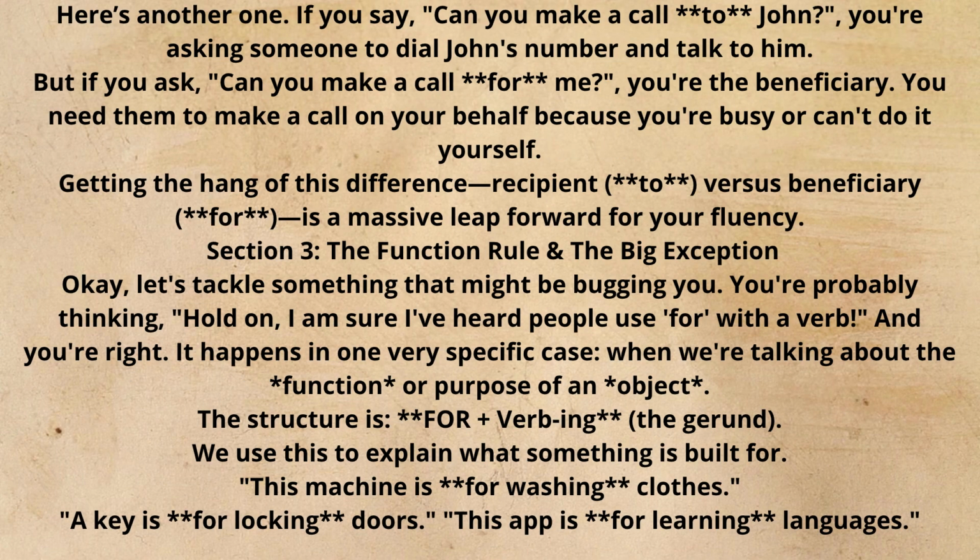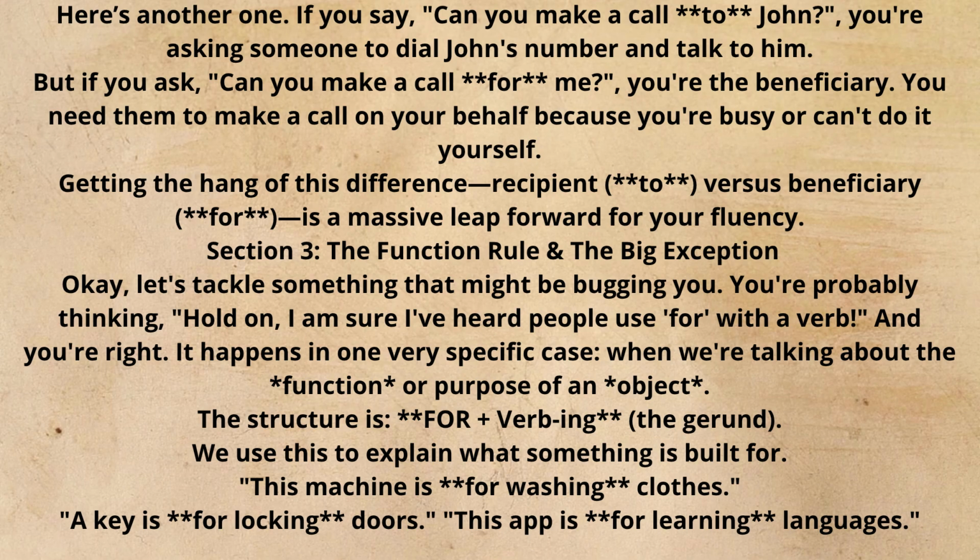Here's another one. If you say, "Can you make a call to John?" You're asking someone to dial John's number and talk to him. But if you ask, "Can you make a call for me?" You're the beneficiary. You need them to make a call on your behalf because you're busy or can't do it yourself. Getting the hang of this difference, recipient, to, versus beneficiary, for, is a massive leap forward for your fluency.